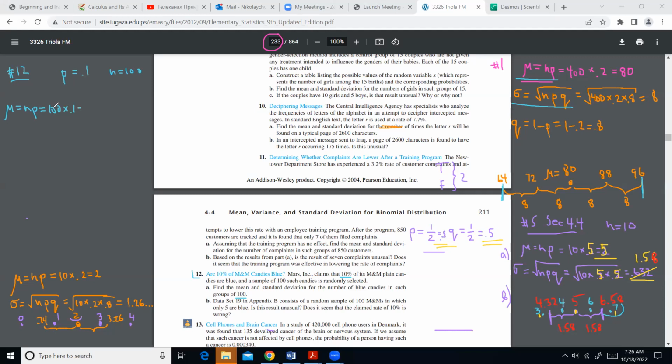So when I multiply these two numbers, I expect 10 candies to be blue. But of course, it's not always going to be 10. We already know it. So it's square root of npq. So I need a q in order to find the standard deviation. So q is going to be 90%, right? So 10% of candy is blue and the rest is not blue. So 90% of candy is not blue.